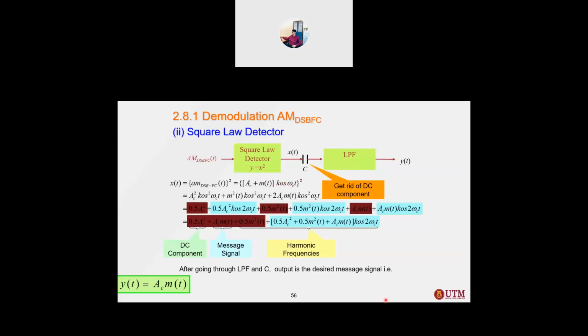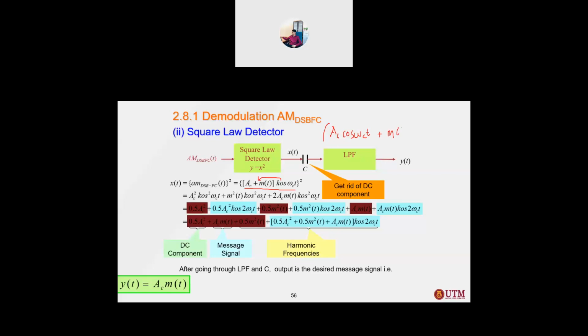Okay, let me do those things. So you have AC plus MT cos omega CT. So what you actually do is, you expand it first inside. So AC cos omega CT, then plus MT directly. MT is actually your modulating signal. But we just put MT first. MT means modulating message signal. So that is M.